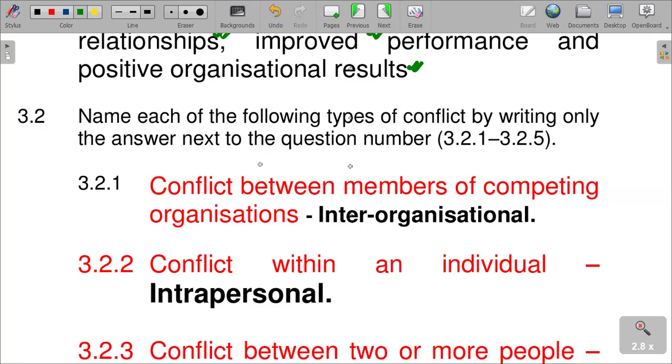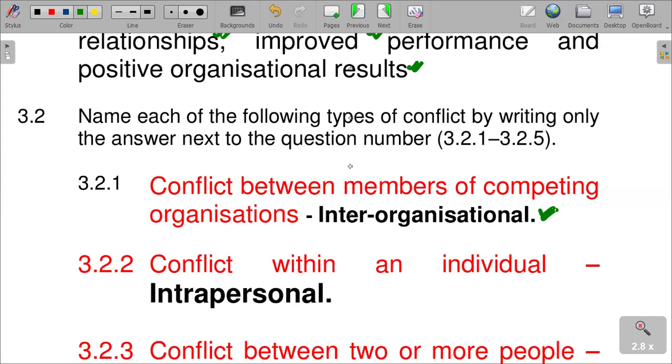Now name each of the following types of conflict by writing only the answer to the question. Conflict between members of competing organizations: you need to understand that this is interorganizational conflict.